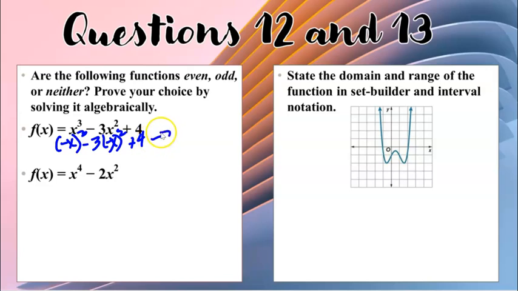Now if I simplify this one, negative x to the third power would still give us a negative x cubed. Negative x squared is x squared, times a negative 3 would give us a negative 3x squared. And then I have a plus 4. Now if I look at the signs, compared to f of x, the x cubed changed signs, the x squared stayed the same, the 4 stayed the same. Since some of them changed and others did not, this would be considered neither.